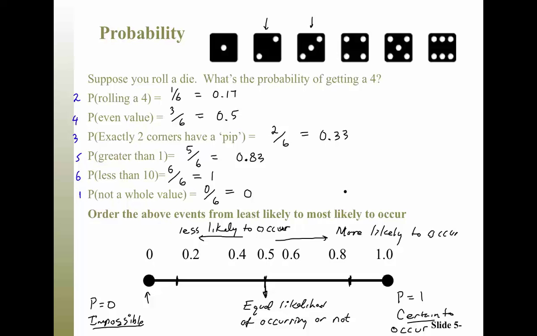You can't do any worse than 0. That means it's impossible. You can't do worse than never going to happen. And you can't do any better than 1, certain to happen. So don't report probabilities of 1.3 or 2 or 10. Doesn't make any sense. Likewise, don't report negative probabilities. Doesn't make sense. Okay, so questions on basics here?